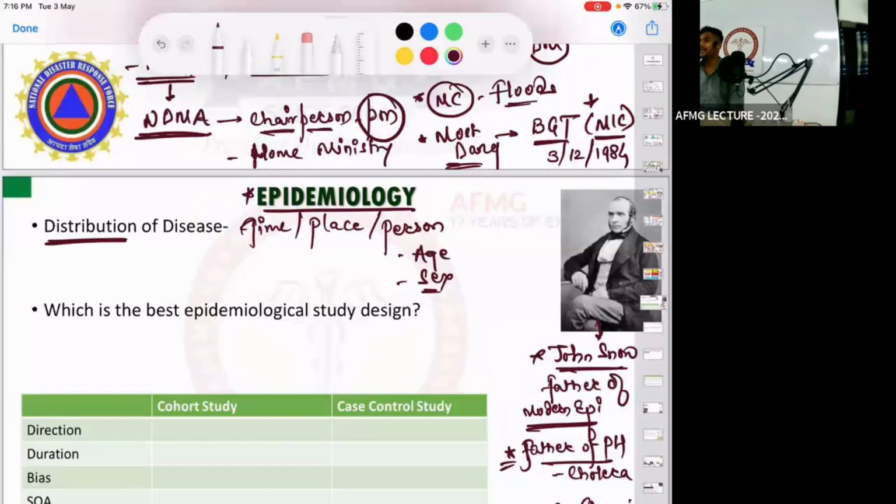No issues with this? Diabetes mellitus or any non-communicable diseases like CAD are more prevalent after the age of 40 to 50 years. No issues. That is what is distribution. आगे बढ़ रहा हूँ मैं.